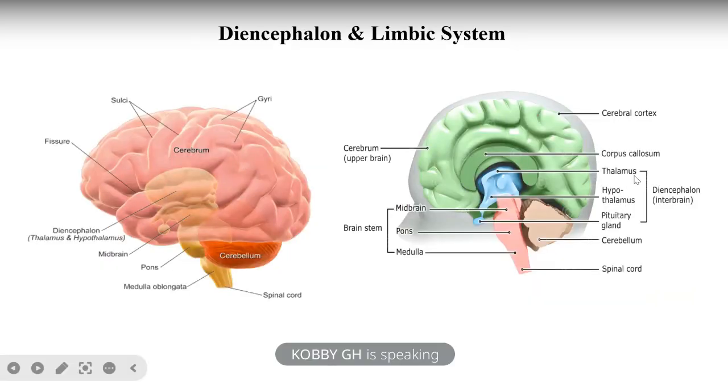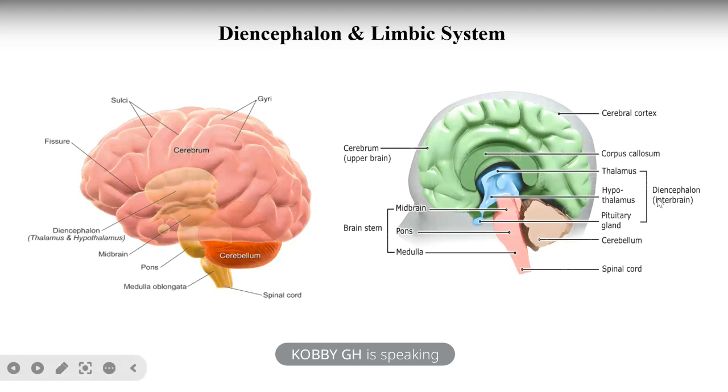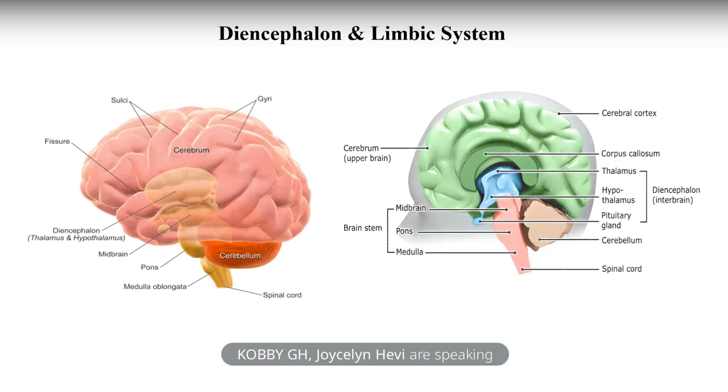So you see the diencephalon, or the interbrain. Under the diencephalon, we have the thalamus, the hypothalamus, the pituitary gland, and we even have the pineal gland. All that comes under the diencephalon. Remember, another name for the diencephalon is the interbrain. That simply means the diencephalon is between the cerebrum and the brain stem. That's why we call it the interbrain.